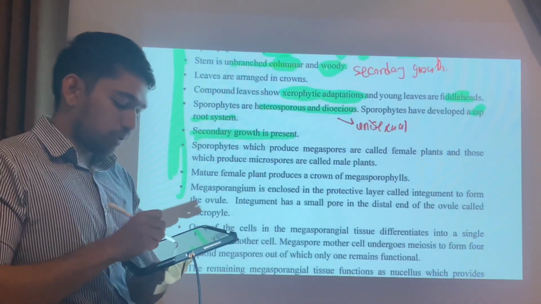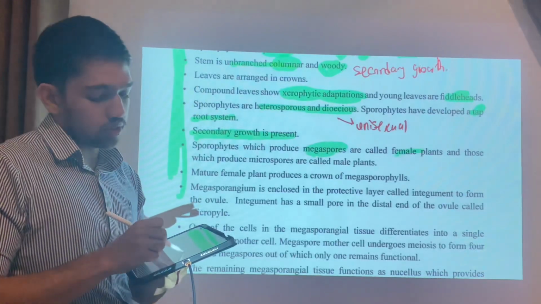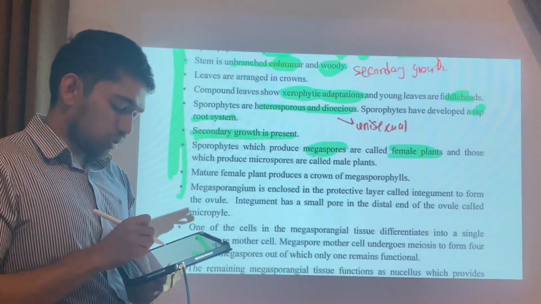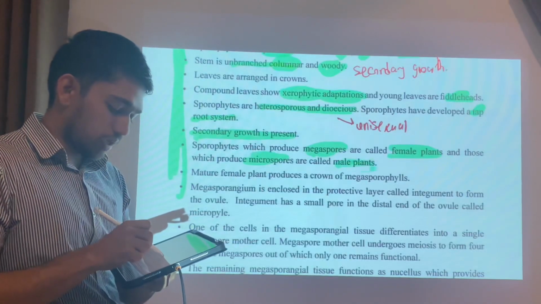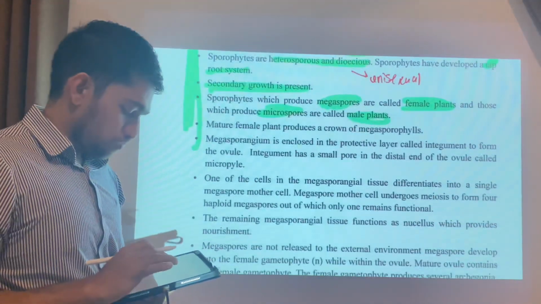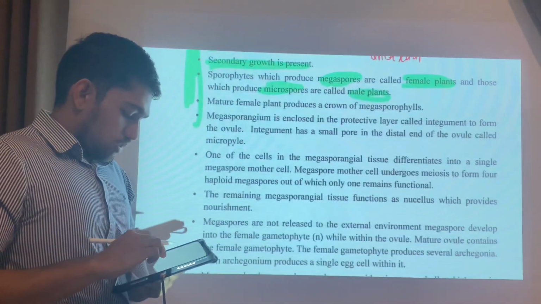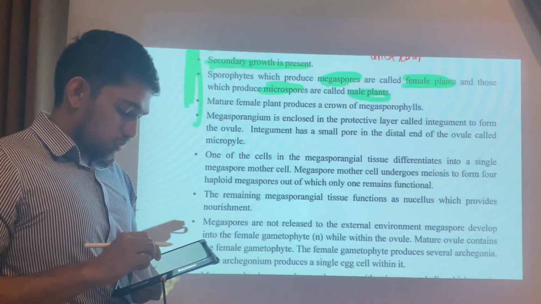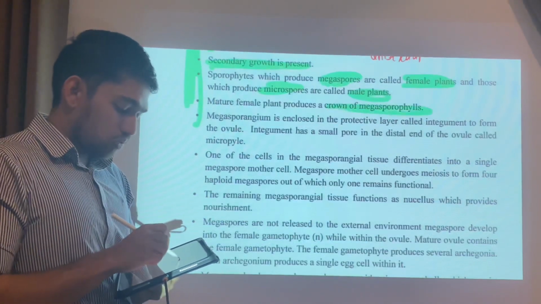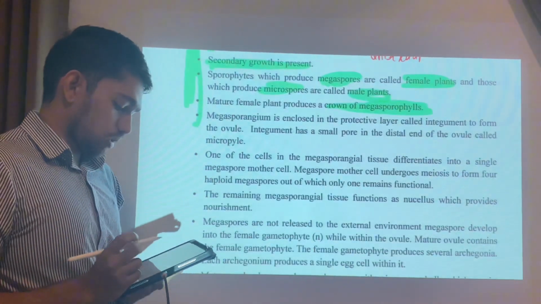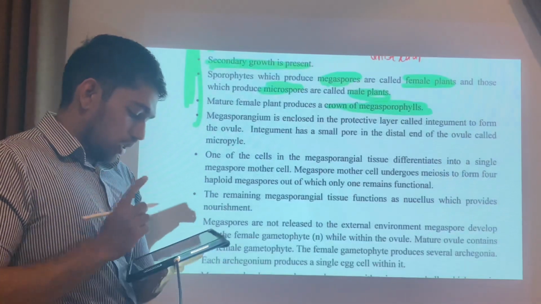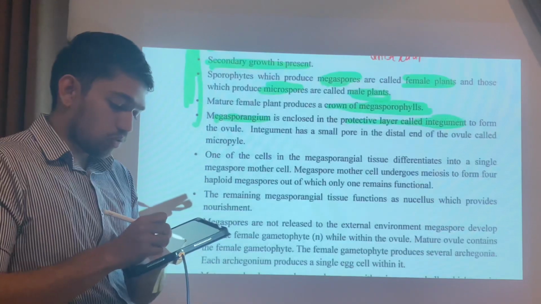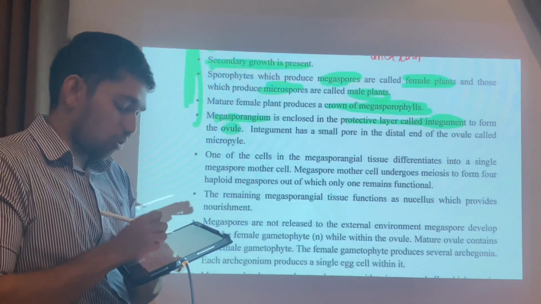If a sporophyte produces megaspores, we call it a female plant. And if it produces microspores, we call it a male plant. Okay, right. So then we have the role of the female sporophyte. It will produce a crown of megasporophylls, I mentioned earlier. So every megasporangium is enclosed in a protective layer called the integument to form an ovule.